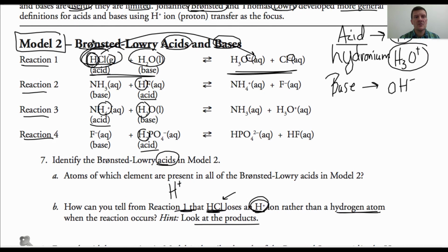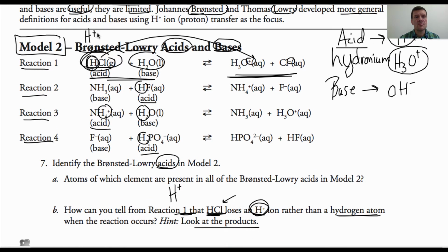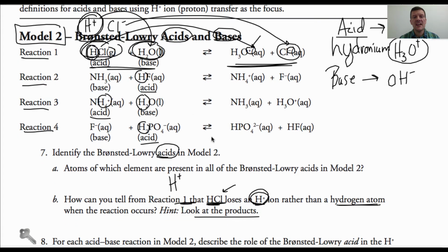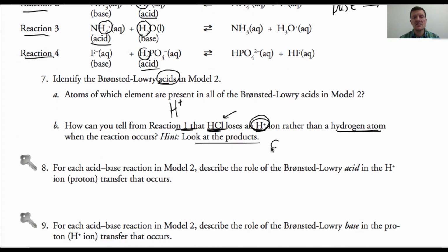HCl, if you put that into water, will break apart into H plus ion and Cl negative ion, the hydrogen ion and the chloride ion. This H plus then is going to combine with the water and make the H3O plus. See the plus there? That came from the H plus. And the Cl negative is all by itself as a charged particle, an ion. So that's how we know that it is donating an H plus and not just an H.